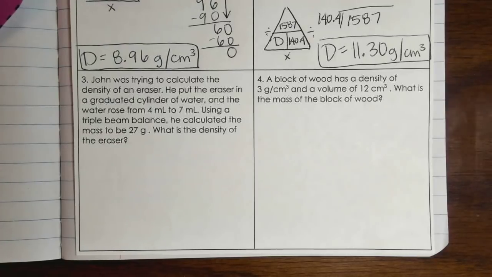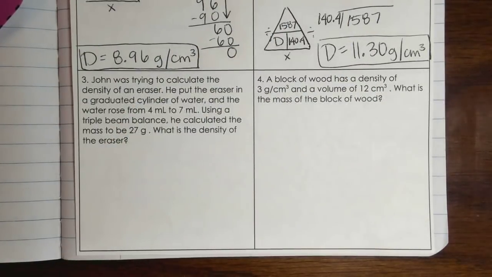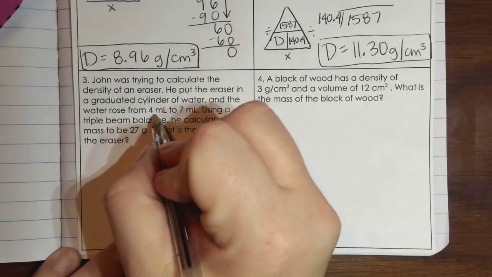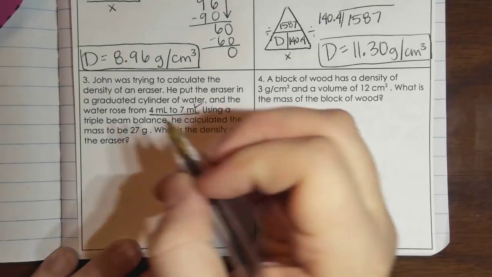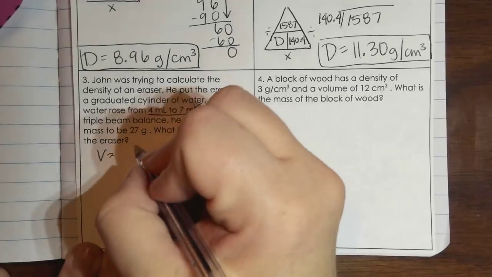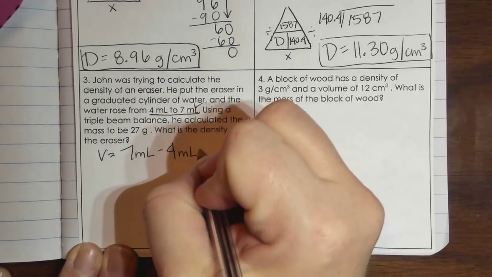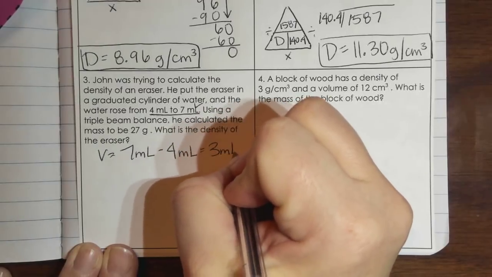Now, if you remember when we talked about measuring the volume of an irregular shaped object, if we can't do the length times the width times the height, like in the last problem, we have to use a graduated cylinder. And that's what John did in this problem. So here's the information they give you about volume. The volume is going to equal the difference in those two numbers. So 7 milliliters minus 4 milliliters equals 3 milliliters.